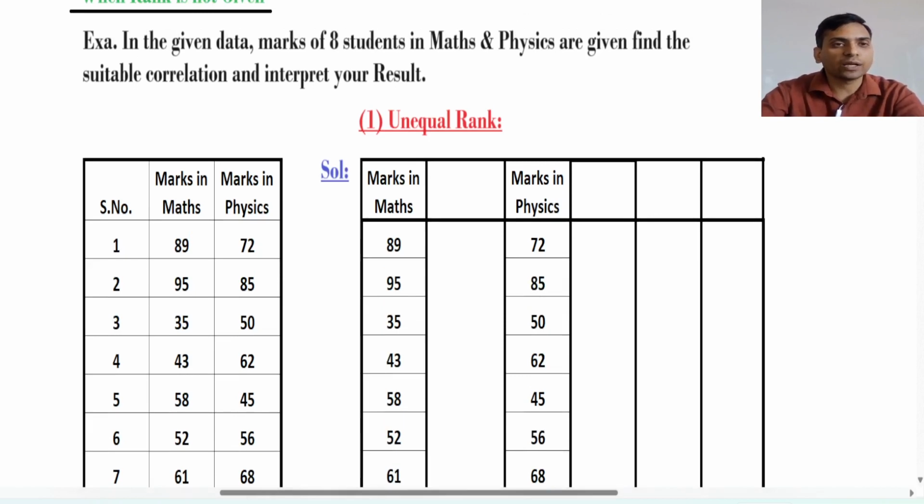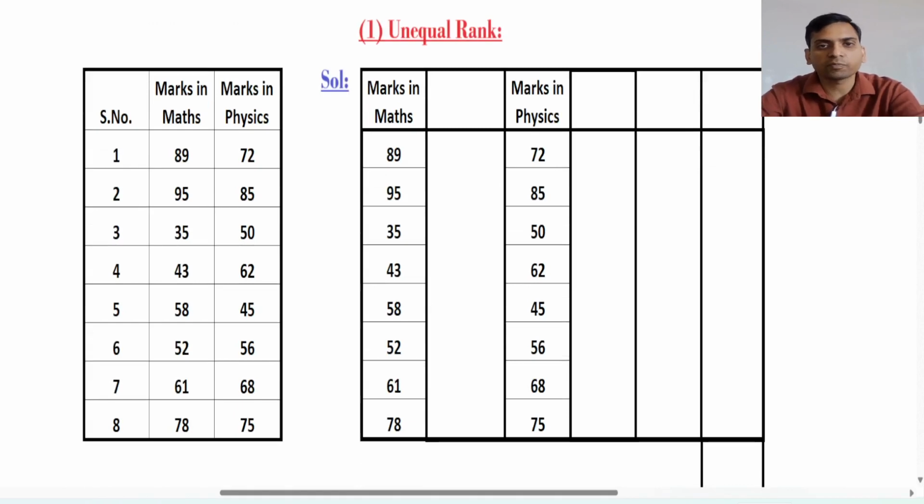So first we will allocate rank for marks in maths and marks in physics. We will create two columns. First, rank for maths, denoted by R1, and second, rank for physics, denoted by R2. The highest marks are considered rank 1 and the second highest rank 2. In the maths column, the highest marks is 95, so rank is 1. The second highest marks is 89, so this is second rank.